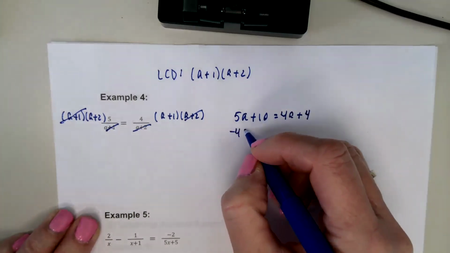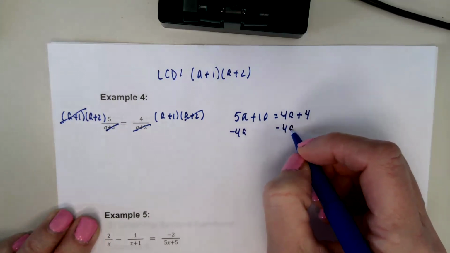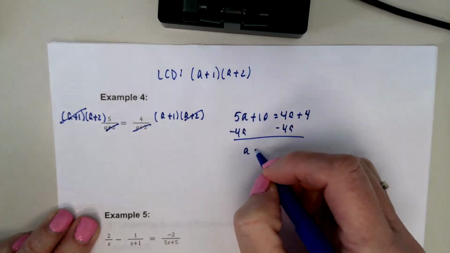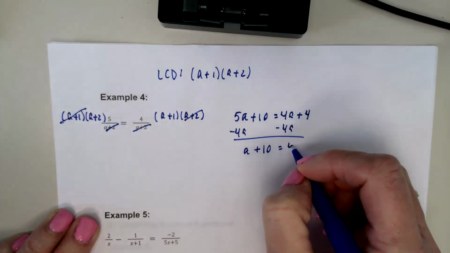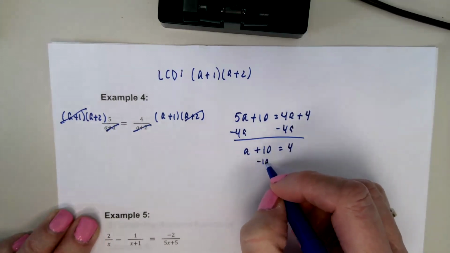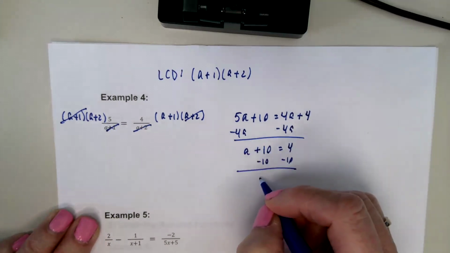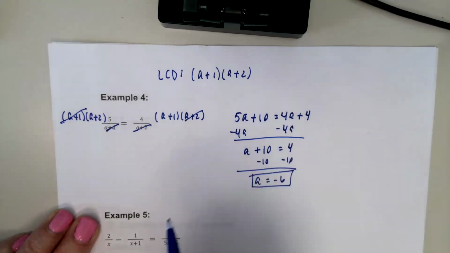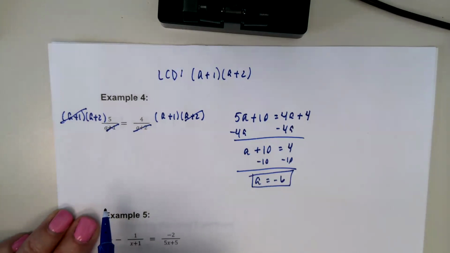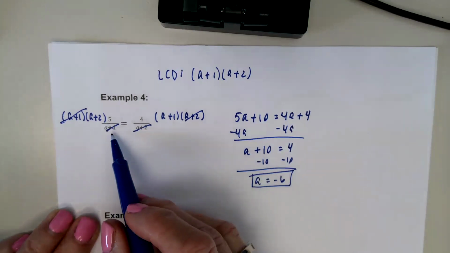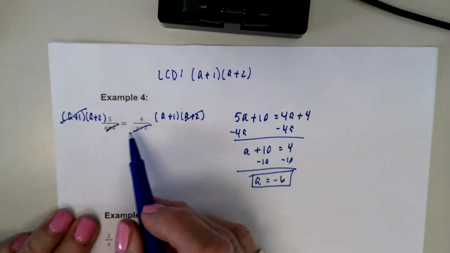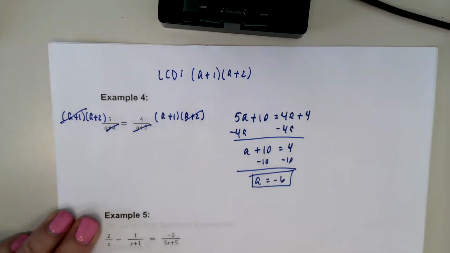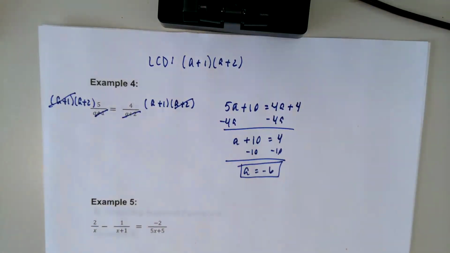And subtracting 4a leaves us with a plus 10 equals 4. Subtracting 10, and then a is a negative 6. And a negative 6 is okay because we can have a negative in the denominator, that's okay. We just can't have 0.